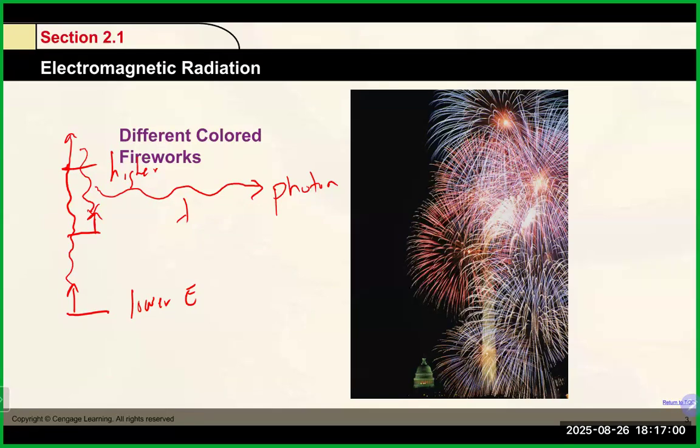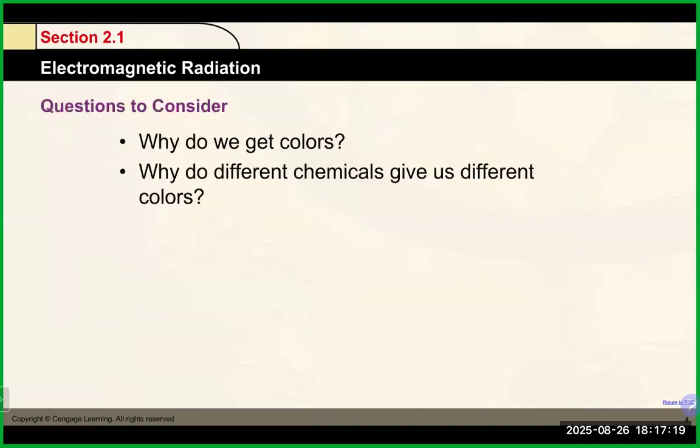They explode the fireworks with a lot of energy, which excites all the electrons of the elements that are there. And as those electrons relax back down, we get pretty colors as we're eating our hot dogs and all that good stuff on the 4th of July, or you're at Disneyland or whatever it may be. But that's essentially what's happening there with our fireworks. So why do we get colors? Why do different chemicals give us different colors?